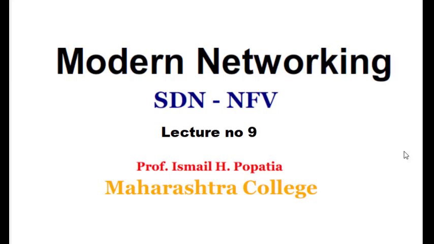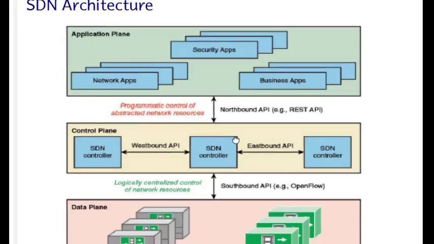In the previous lecture, we concluded with the topic, the difference between traditional networking and modern networking. We saw that in modern networking, we have two different planes, control and data. The control plane does all the decision making, and the data plane just does the forwarding work. So this is the SDN architecture.